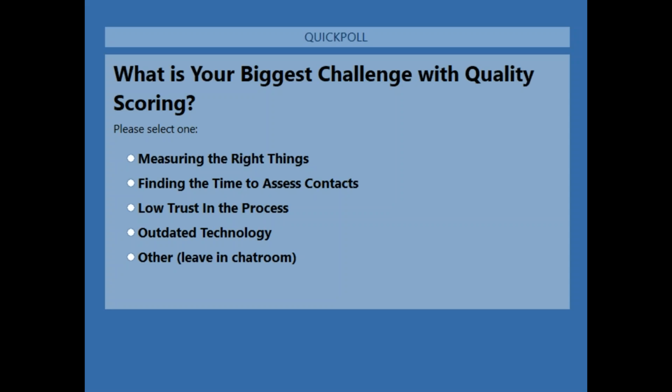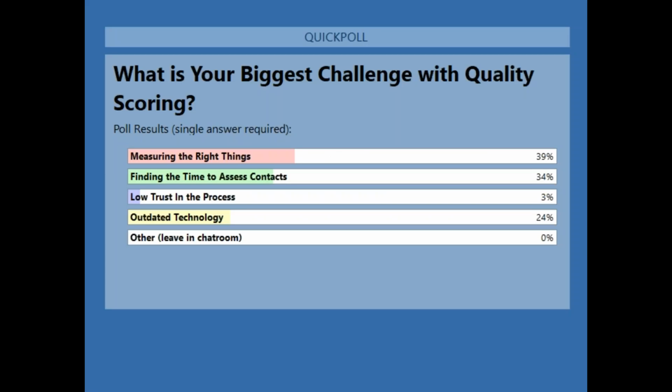Right, well, I think it's close to the top, so I will share the results. Actually, it just changed in the last few seconds. So we've got 139 people voted. 39% say measuring the right things, 34% say finding the time to assess contacts, 24% say outdated technology, and 3% say low trust in the process. So was that what you expected, Tom?